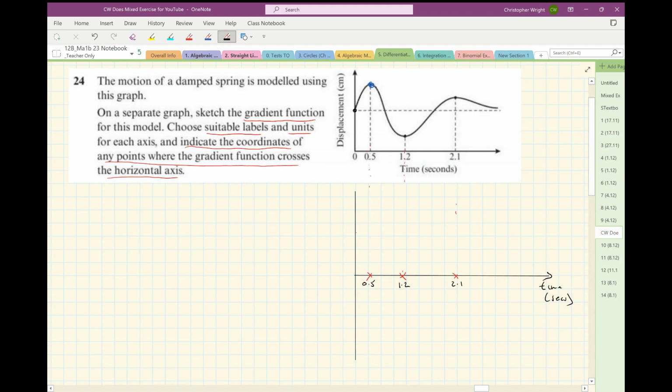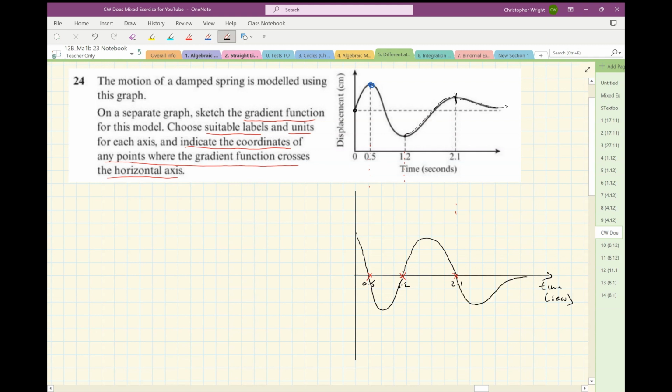So it's going to look something like this. Okay, right. Now the gradient is now positive, positive, positive, positive, positive, and then it becomes negative and returns to 0. There we go. All right, now what happens now? Well, the gradient's negative, and then it becomes less negative and tends to 0. So it's going to look like that.